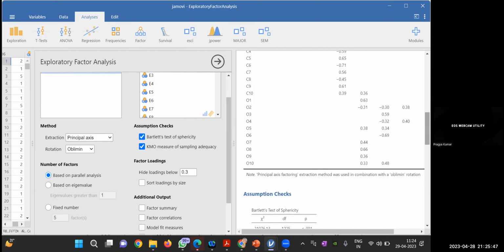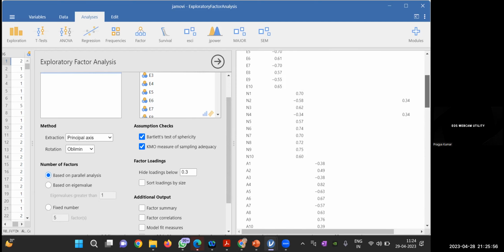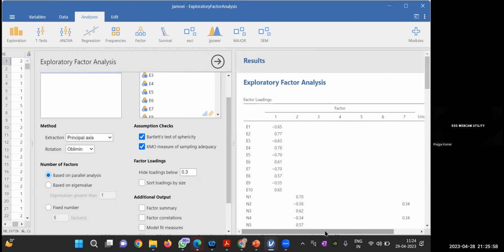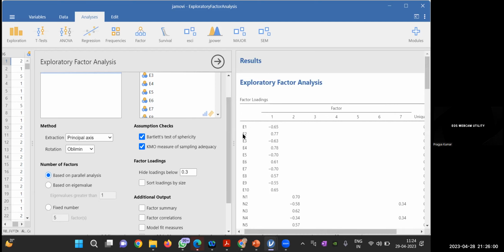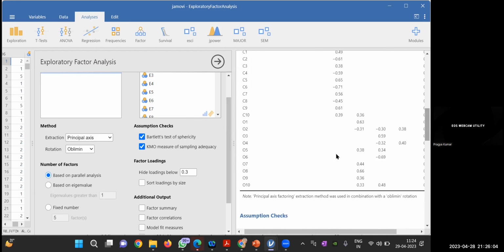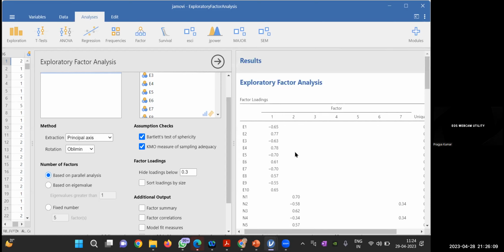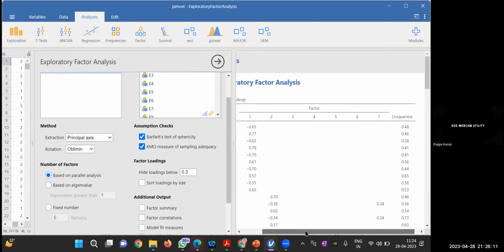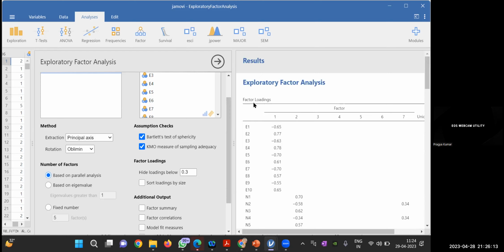Then you can see something known as the factor loading. Now, what is this factor loading? Let me first tell you. So I will explain this. You can see that these are the items E1 to O10. These are the 51 items. And then you can see the number of factors. So it has broken these into 7 factors. 1, 2, 3, 4, 5, 6, 7.